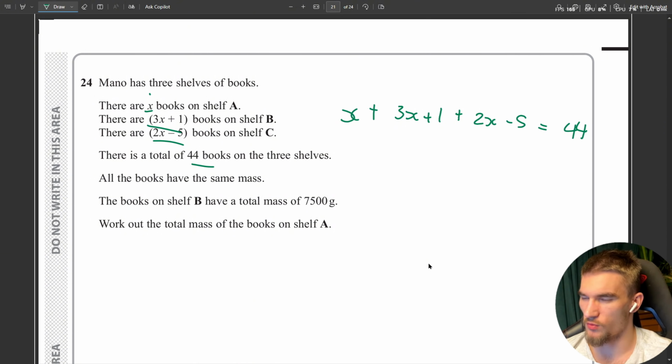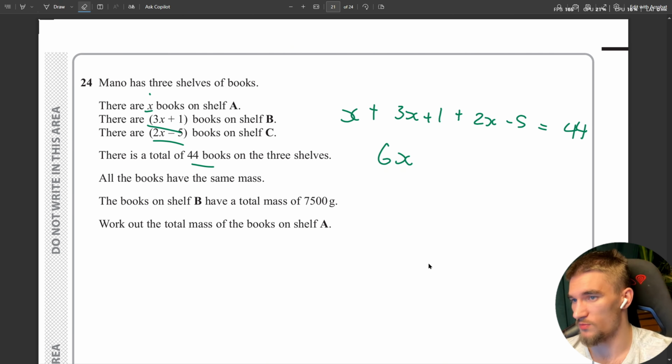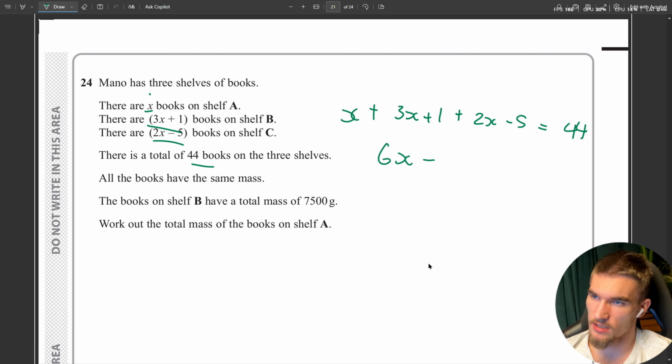And I'm pretty sure that's what we're doing here. So let's clean this up. Let's just add it all up. So we have 1x plus 3x plus 2x. So that gives me 6x plus 1 minus 5. So that actually becomes minus 4. So we have 6x minus 4 equals 44, right?